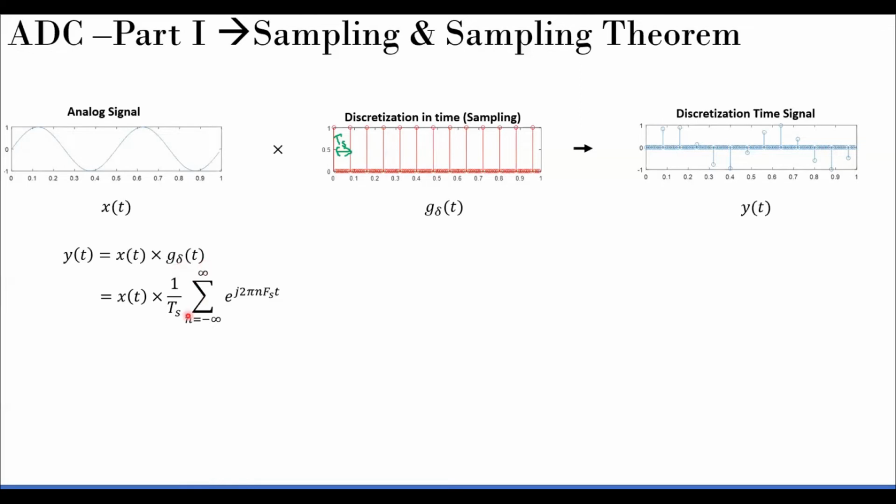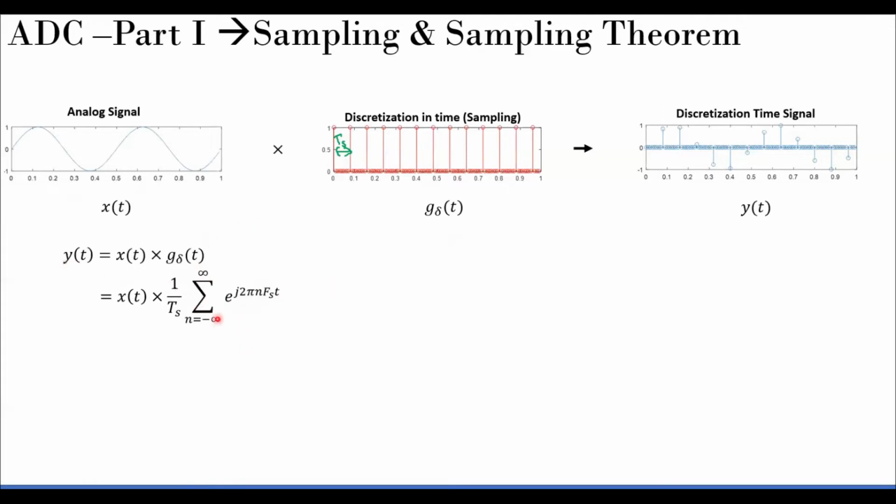So g delta of t is nothing but 1 over Ts, where Ts is a time interval, times e raised to j 2 pi n fs t, where fs is nothing but 1 by Ts, and t is that duration which is infinitely long, and n varies from minus infinity to plus infinity. So I just represented that in terms of its Fourier series.